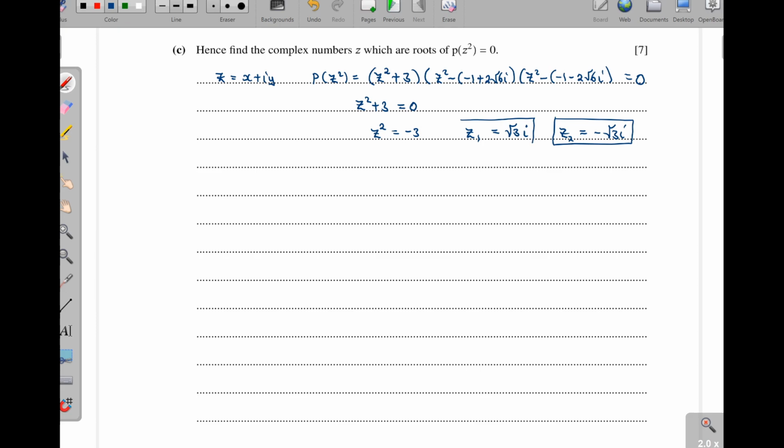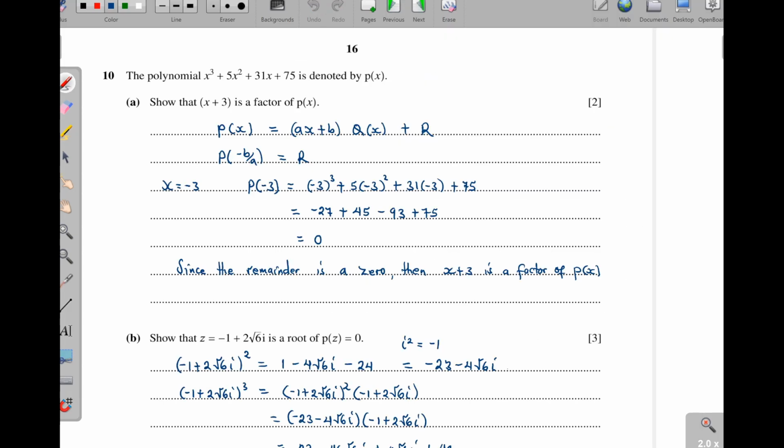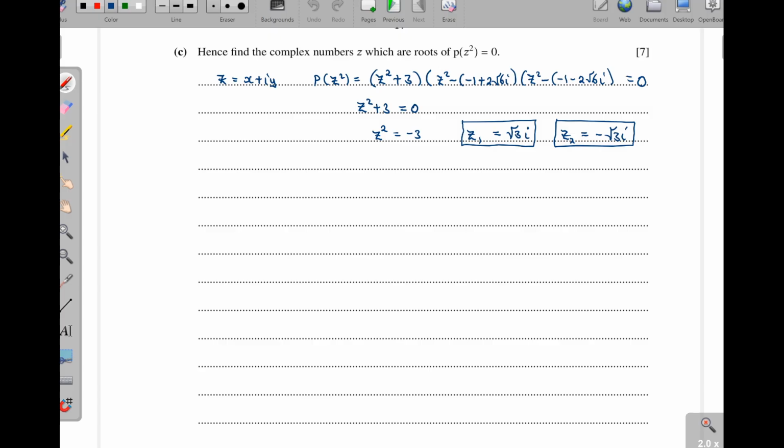You see that? The fact that this one is cubed, it was p of x, which was a cubic. Wherever there is x, you are putting z squared. That means we are going to end up with z to the power of 6. You put z squared here, then you cube, you're going to have z power 6. So the values of z we are going to get must be 6.